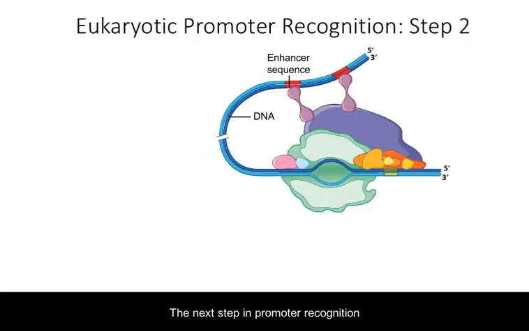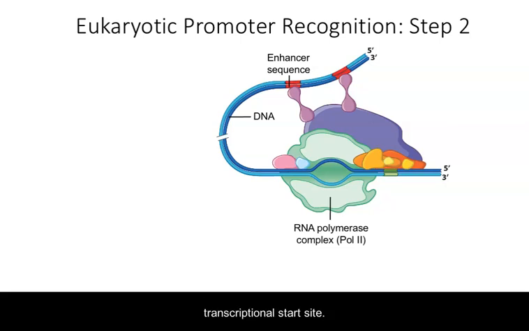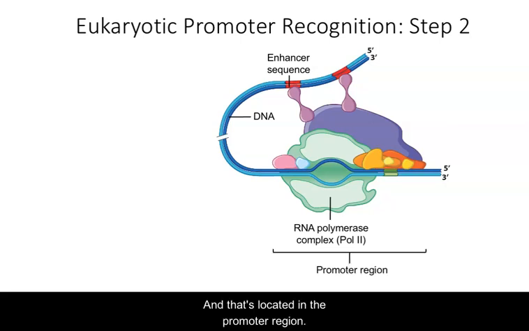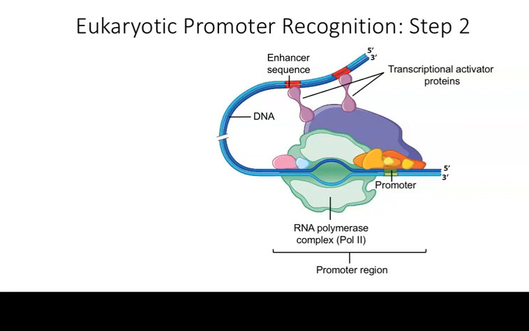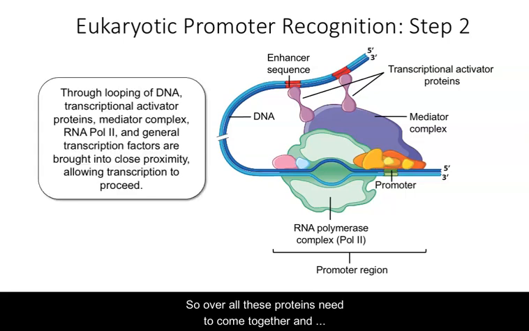The next step in promoter recognition is that the transcription factors recruit RNA polymerase II to the transcriptional start site, and that's located in the promoter region. In addition, the transcriptional activator proteins that are bound to the enhancer sequence recruit a mediator complex, which then interacts with the RNA polymerase complex. So overall, these proteins need to come together and loop the DNA such that transcription can be initiated.